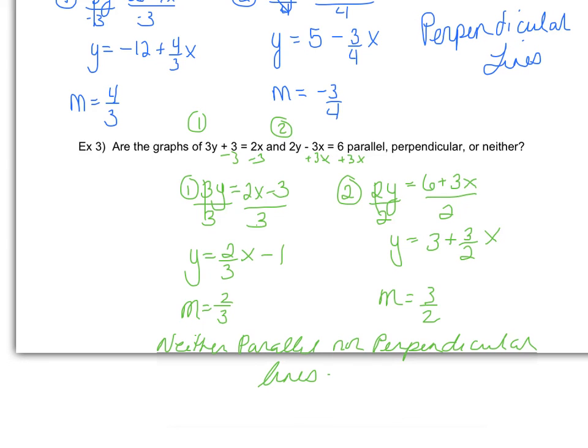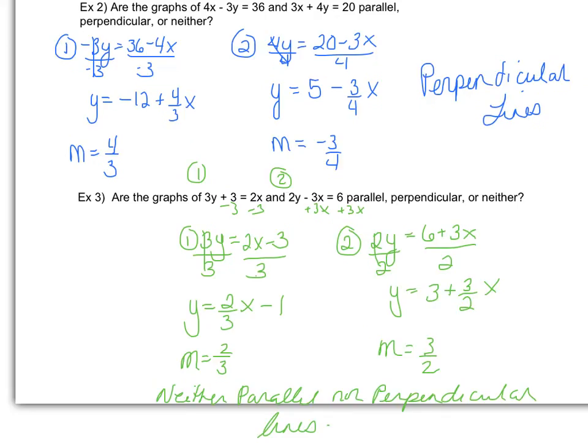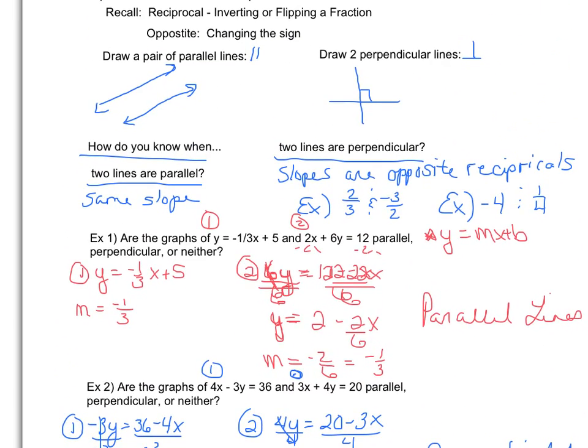Again, changing to y = mx + b form allows us to pick out the slope, which we can then check. If the slopes are the same, we can say they are parallel, and if they are opposite reciprocals, we can say they're perpendicular. Again, make sure you bring your notes with you to class so you can use these as a tool when doing your practice.